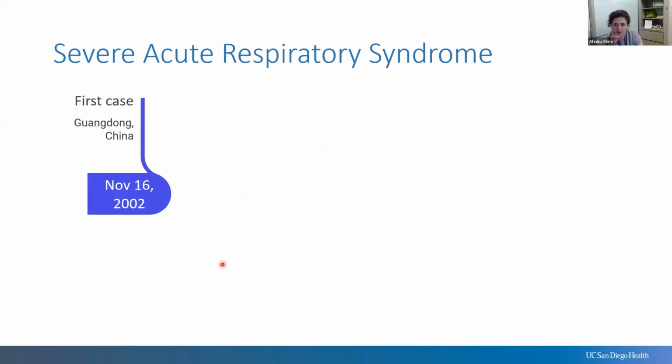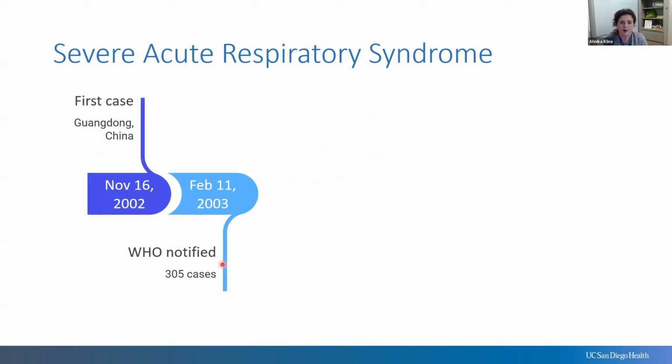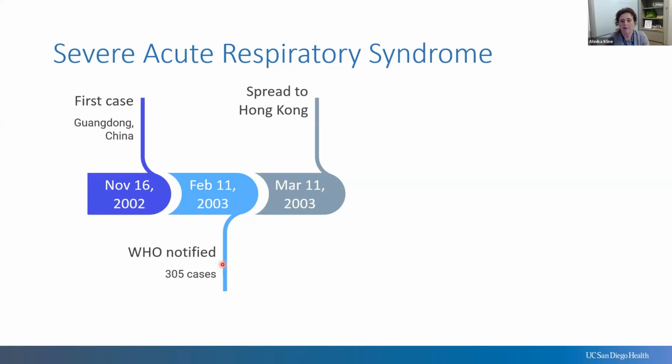Just to give a little background, the first severe acute respiratory syndrome, or SARS-1 as we might call it now, started in November 2002, when the first case occurred in Guangdong, China. It wasn't until February 11th of 2003 that the WHO was notified of 305 cases. A few months had passed where the virus had been spreading and the world didn't really know. By March 11th, a month later, there had been reported spread to Hong Kong of the first SARS-CoV-1 virus, as we call it now.